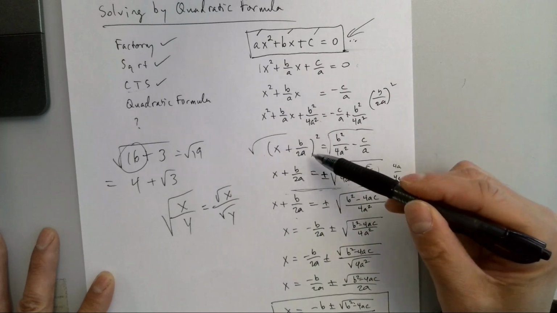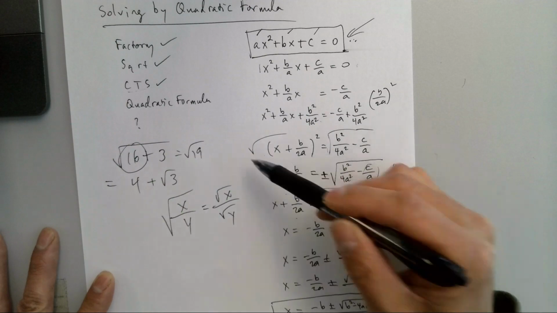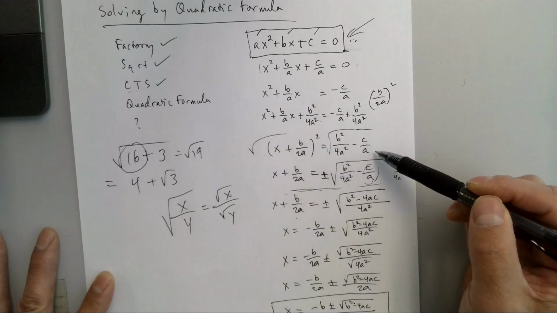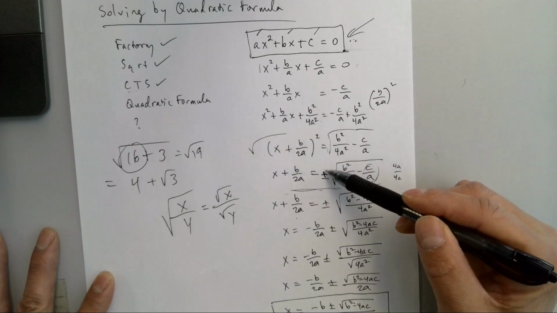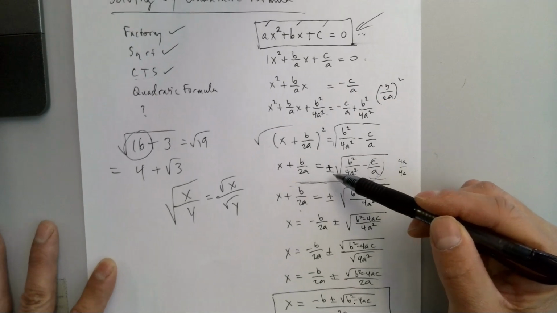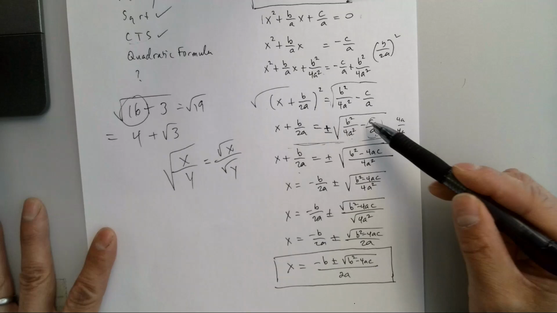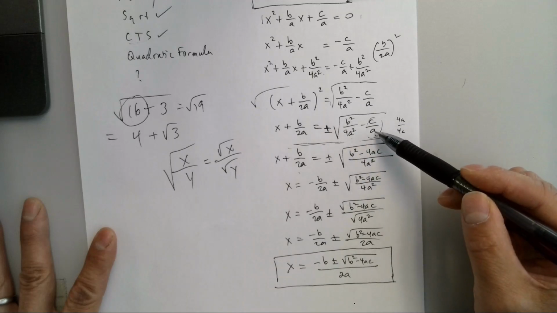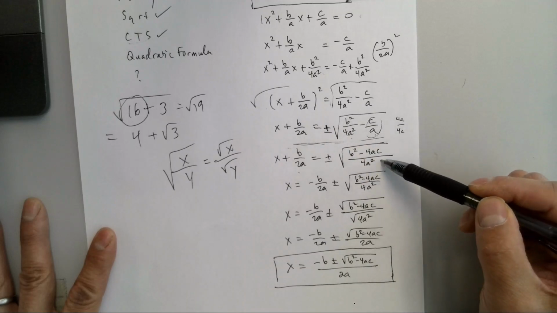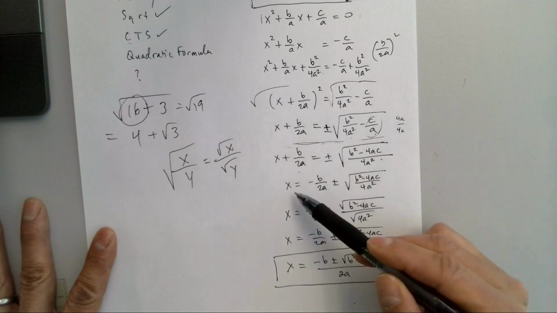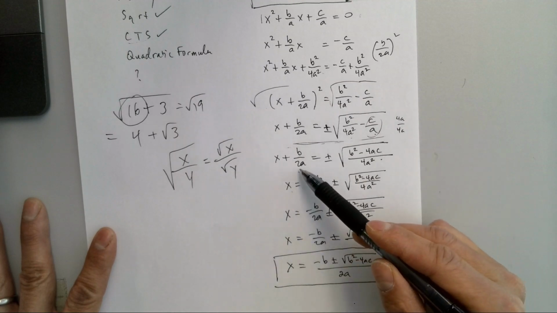So after factoring the left side, we square rooted both sides. And now the plus or minus appears. And then we subtracted these two fractions by getting a common denominator of a squared. Then we isolated the x by subtracting b over 2a.